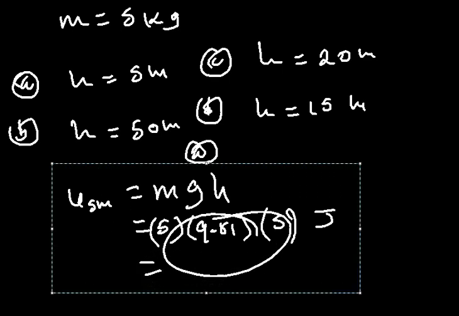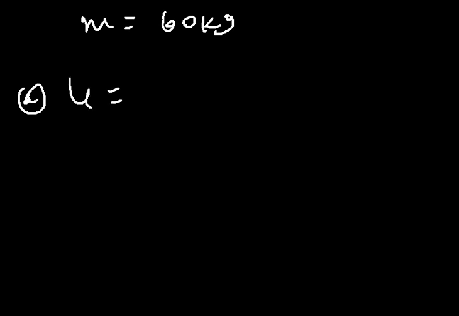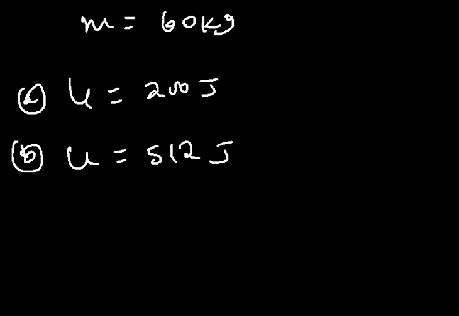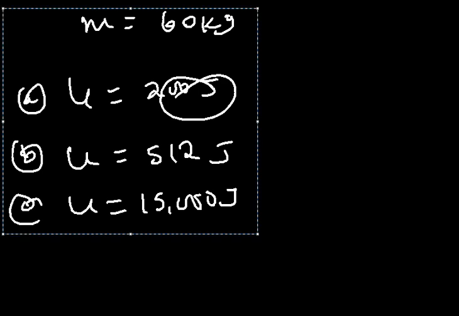Likewise, we should also find the heights associated with the following gravitational potential energies for an object of mass 60 kg. Let's say 200 joules, we should find the height corresponding to that. And let's say 512 joules, and a gravitational potential energy of 15,000 joules. We should find their corresponding heights. So that's how we calculate the gravitational potential energy.